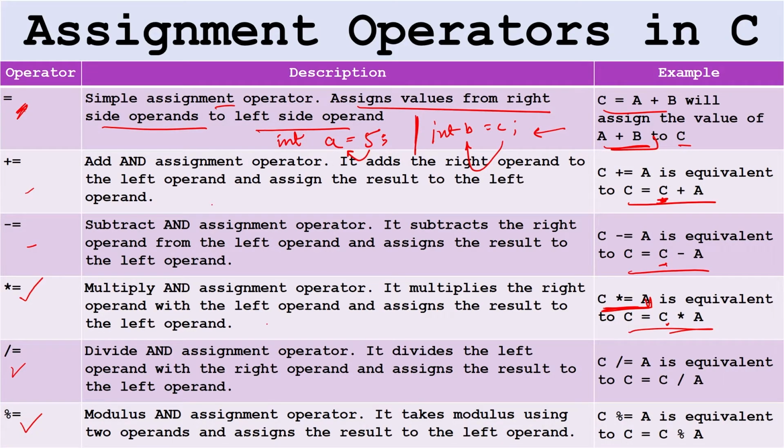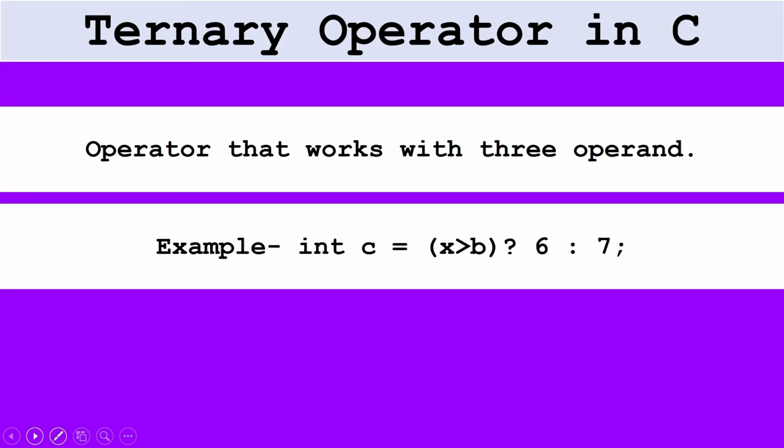Okay, now let's see the next thing we have, that last thing, that is the ternary operator. So the ternary operator is a special kind of operator which operates with 3 operands. That is the only operator which operates with 3 operands. The other operators which we learned work with 2 operands. So what are the operands? Let's see. Here I have a statement: C equal to x greater than y, then a question mark over here, then 6 colon 7.